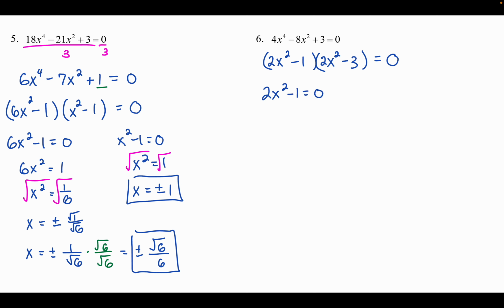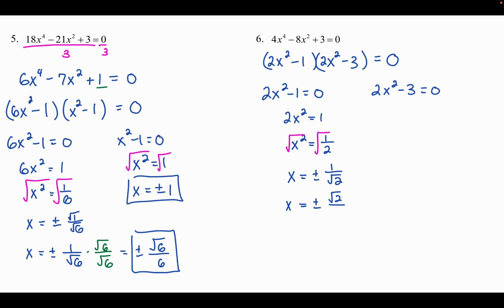So here I'm going to set these both equal to 0 and solve. Both of these can be solved using square root property. I'm going to add 1 over, divide by 2, take the square root. x equals plus or minus square root of 1 is just 1, over square root of 2. We do need to rationalize though. I need to multiply the top and the bottom by square root of 2. So it'll be square root of 2 over 2.